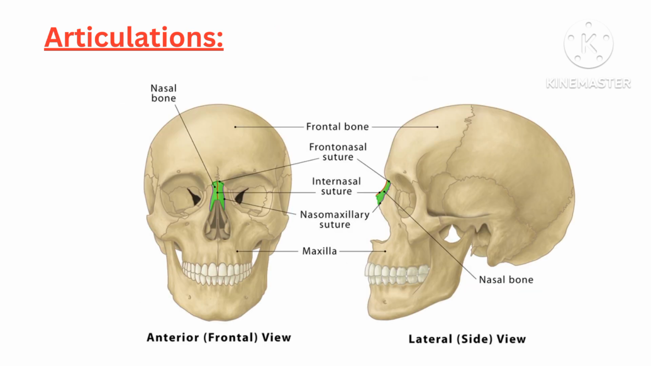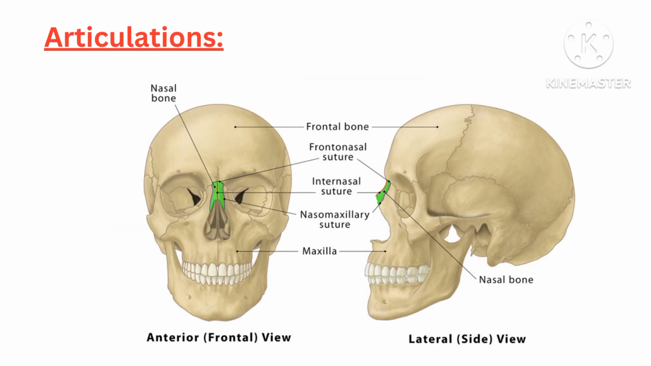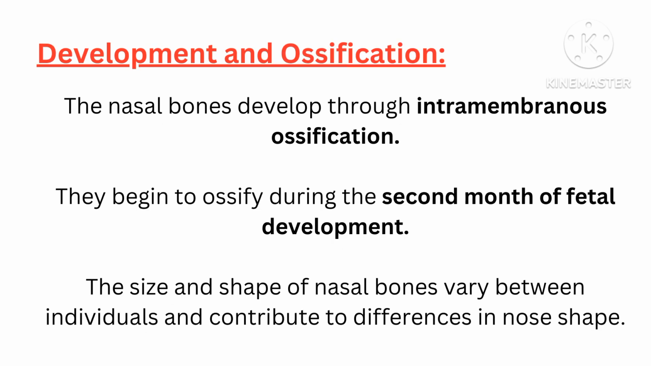The nasal bones articulate with four bones. To the frontal bone, superiorly, at the frontonasal suture. To the maxillae, laterally, forming part of the nasal aperture. To the ethmoid bone, posteriorly, at the upper part of the perpendicular plate. To the opposite nasal bone, medially, at the internasal suture.